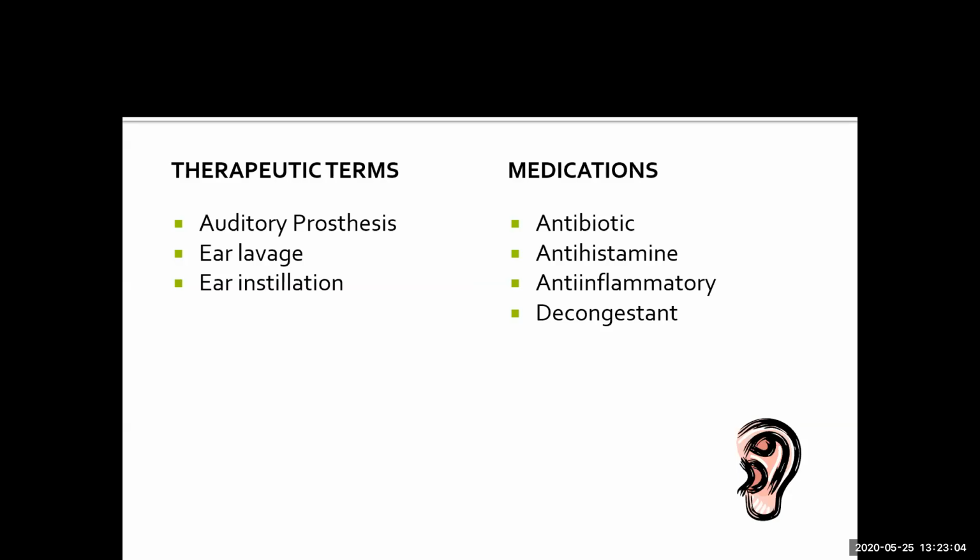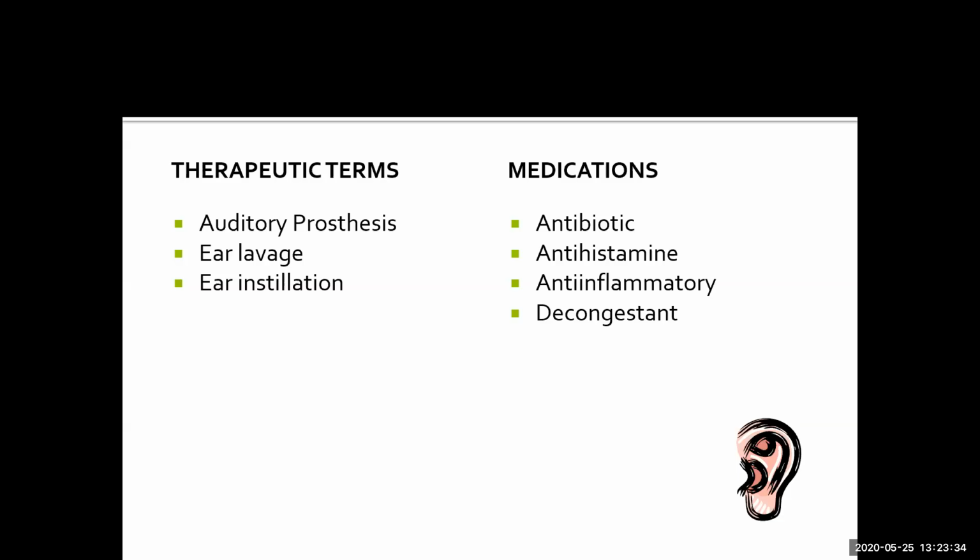Therapeutic terms. Auditory prosthesis. This would be an external hearing device, so a hearing aid or a cochlear implant. Ear lavage would be to irrigate out that ear canal, usually to remove excessive buildup of wax, the cerumen. And then ear instillation is where you introduce a medication solution into the external ear. Again, it's going to be by drops, which that abbreviation is GTT.